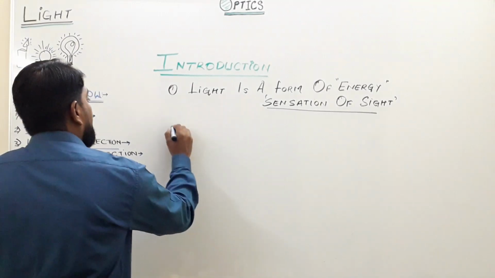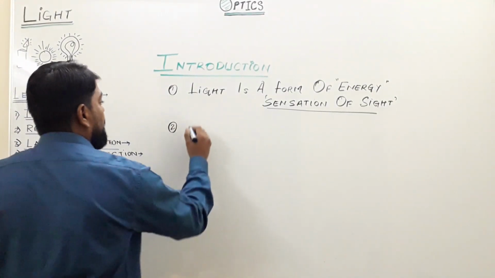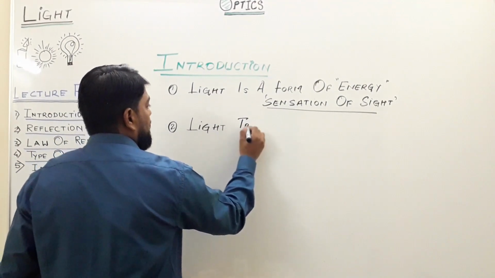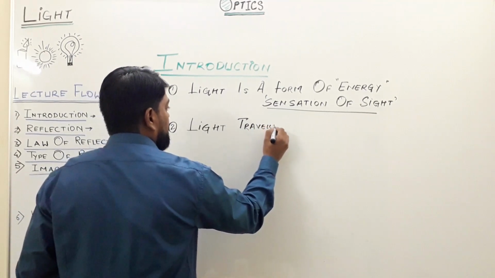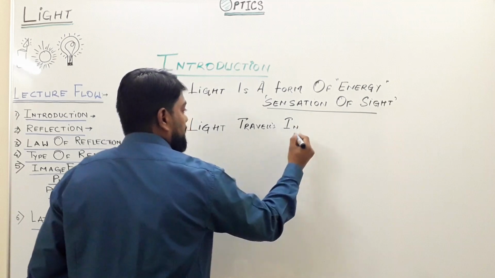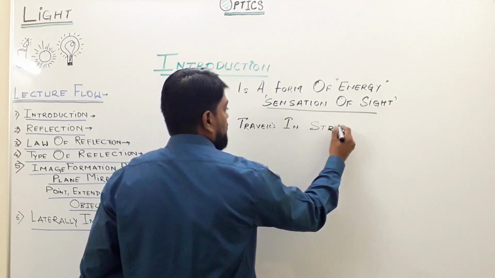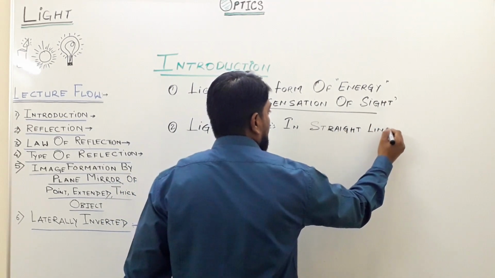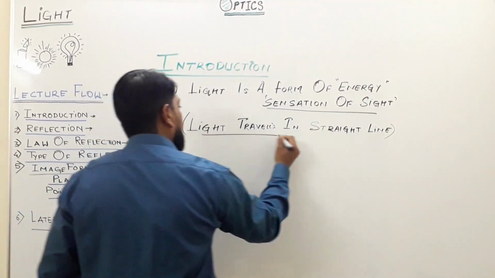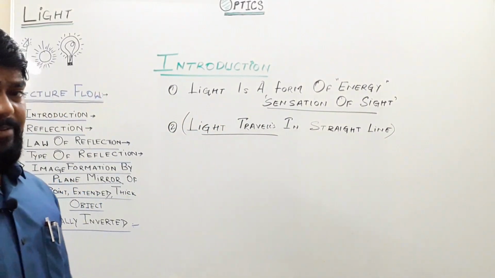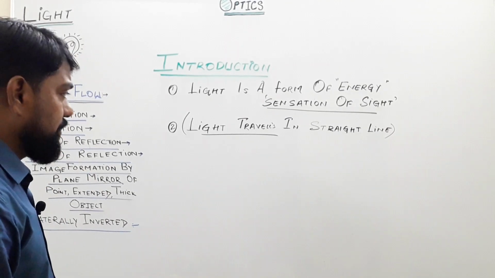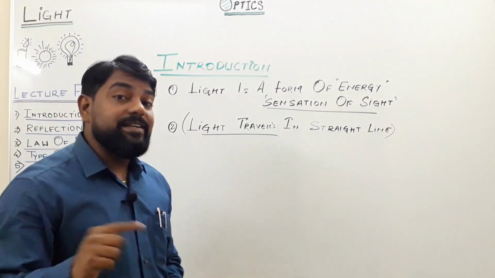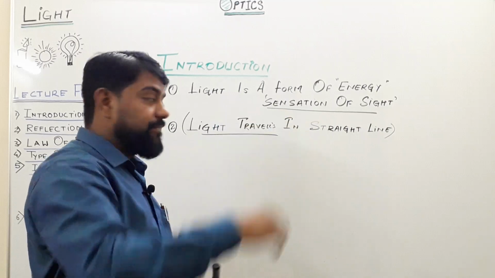Now when we grew up a little, we came to know one thing more, that light travels in a straight line. This statement, that light travels in a straight line, has some contradiction, because light is a form of energy which gives a sensation of sight, and it propagates in the form of a wave.